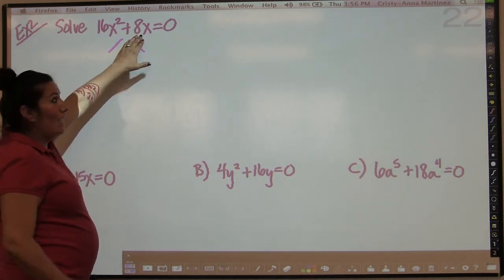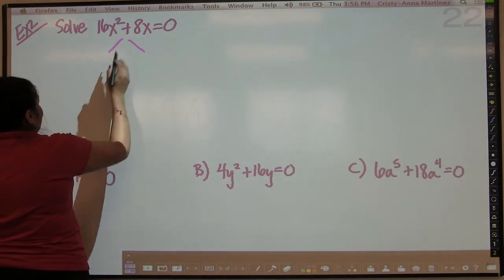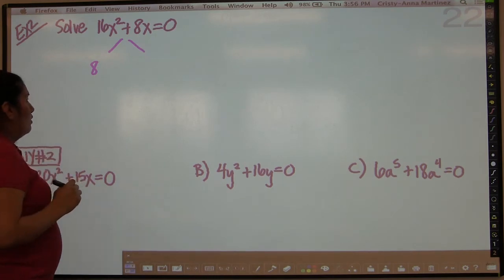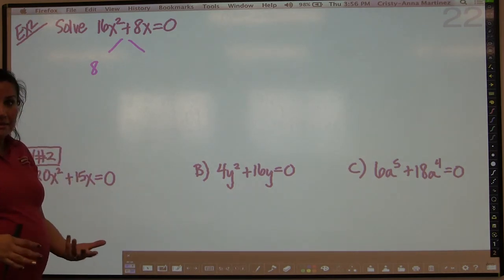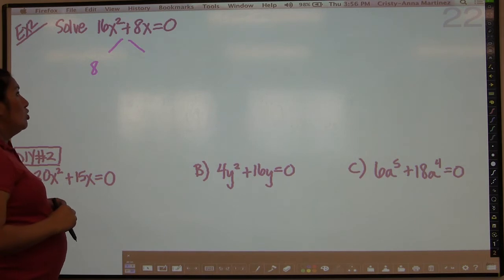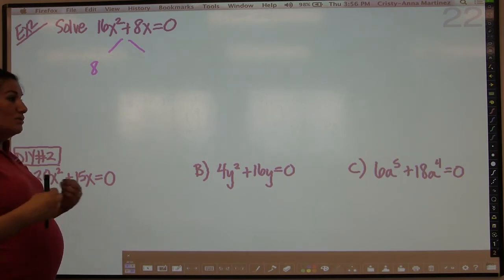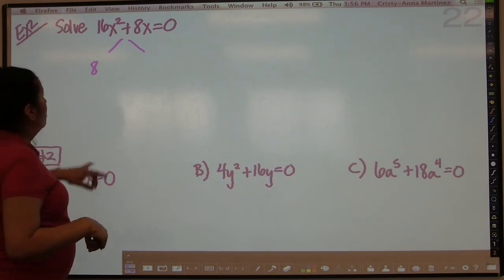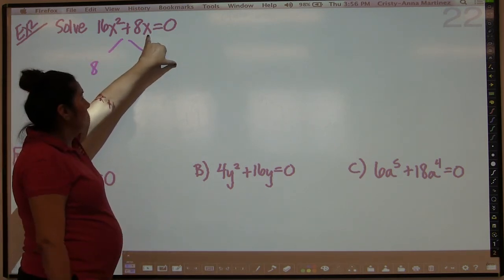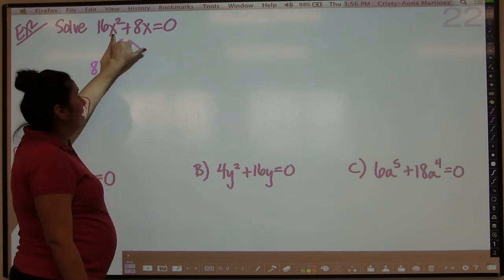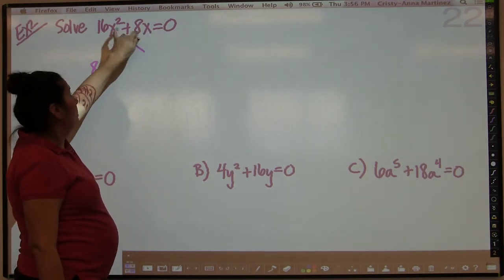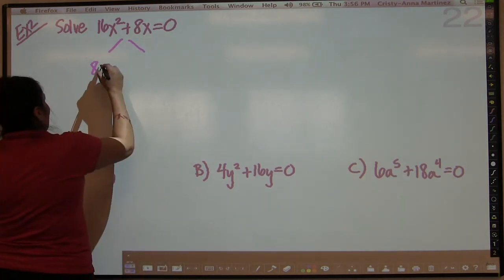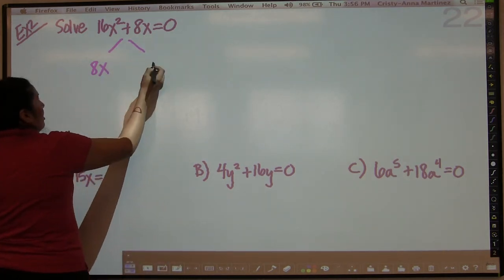Well, that number would be 8. 8 goes into 16 twice, and 8 goes into 8 once. So you get 8. The other thing that they both have in common is they both have the variable x. And when it comes to variables, you always want to take out or factor out the variable that has the smallest exponent. So they both have an x, but this one has an exponent of x to the 1, and this one has x squared. Since one is smaller than x squared, you want to pull out the x, okay? So we get x. Then we have over here our other branch.